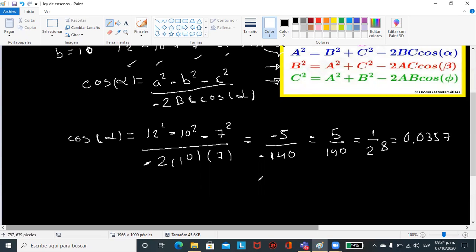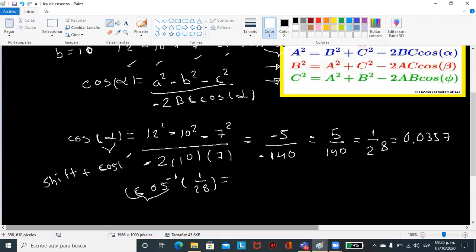In decimal this is equal to 0.0357, right? So we have the cosine of alpha, but we don't want the cosine of alpha, we want the measure of the angle. So what we write here is the arccosine of 1 over 28. Let's write this in your calculator. Remember, you have to click Shift plus cosine, and you will have this in your calculator.